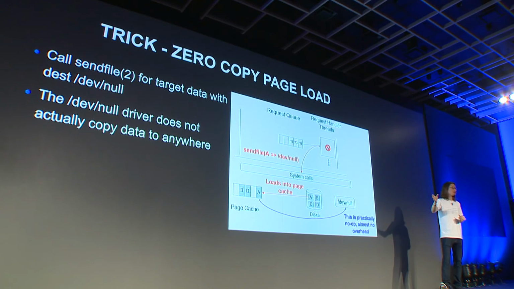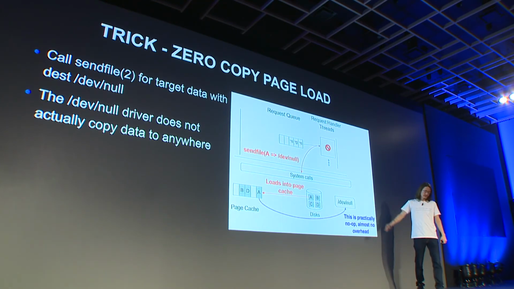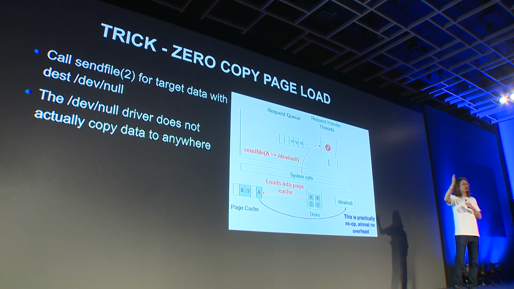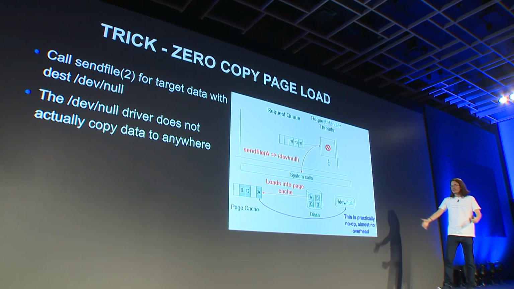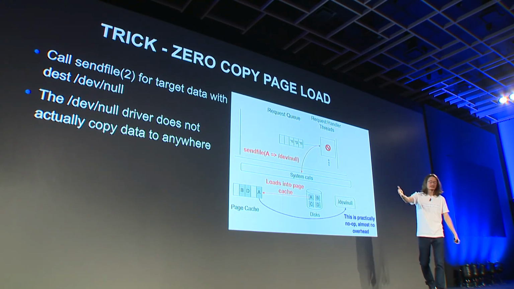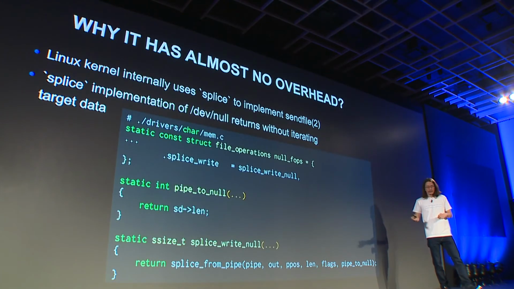For the targeted data, we call sendfile, but at that time we set the destination to /dev/null. In the Linux implementation, when sendfile's destination is /dev/null, the memory copy is not done at all. We found that the data is loaded from disk into the page cache, but the memory copy after that is not conducted. For us, that was a very ideal execution.